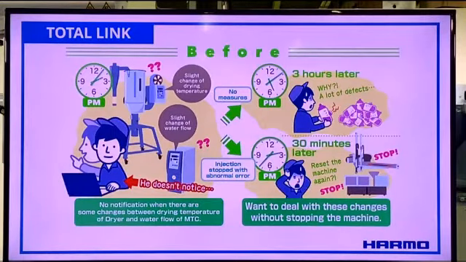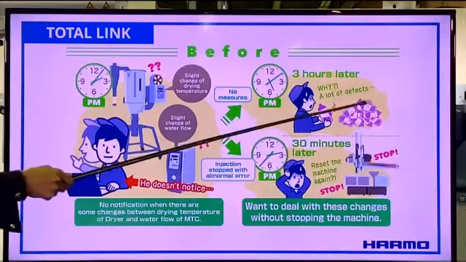Next common problem during auto operation. Like the picture, slight changes happen to the equipment. However, the operator does not notice this, and he thinks it is working. 3 hours later, a lot of defects are found because of a lack of drying.